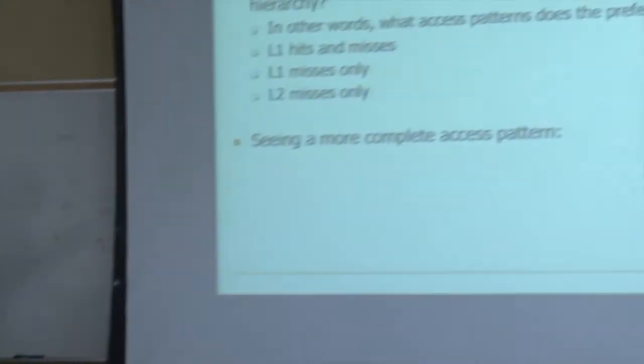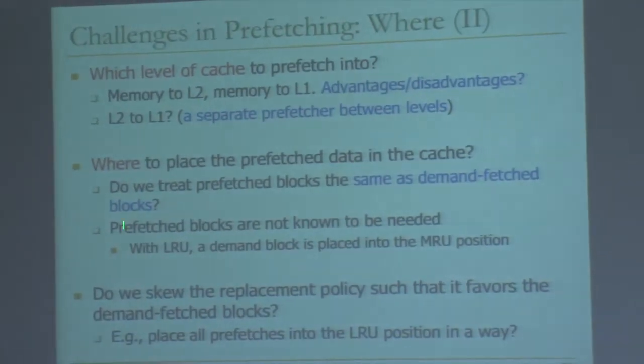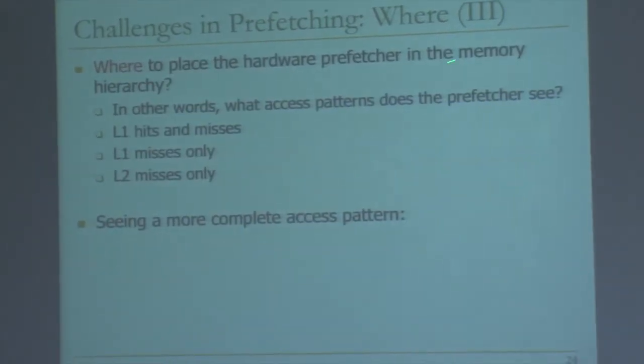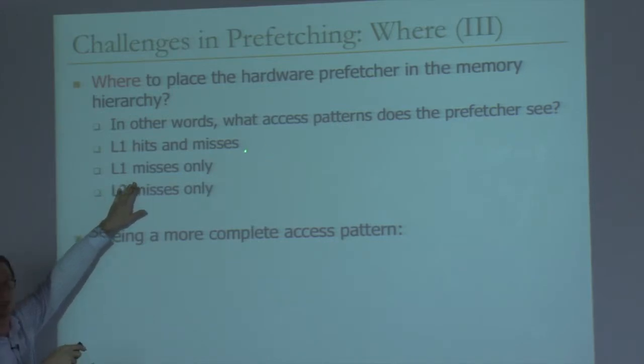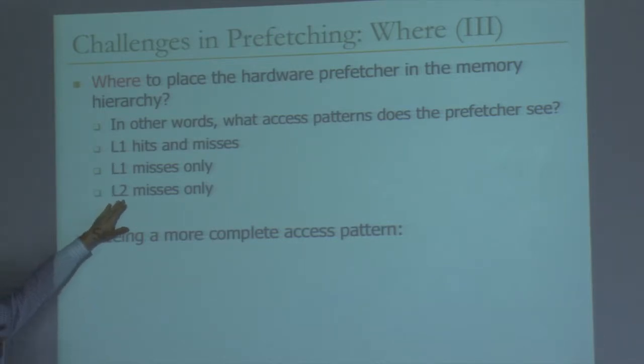There's another form of where, not in terms of where to place the data that you prefetch, but where do you place the hardware prefetcher in the memory hierarchy? This is what we've discussed earlier when I showed you that picture, right? What access patterns does the prefetcher see? What access patterns does it get trained on, and does it capture, and does it try to predict? You can have the prefetcher at the level where you're actually generating accesses, all L1 hits and misses. You could have the prefetcher at the L2 level, which sees only L1 misses. And you could have the prefetcher at the L3 level, or after L2 level, which sees only L2 misses.